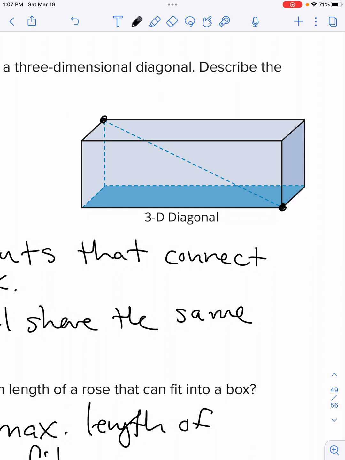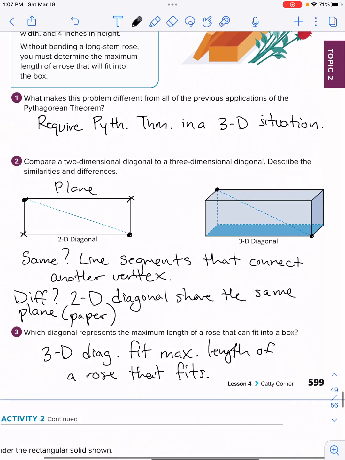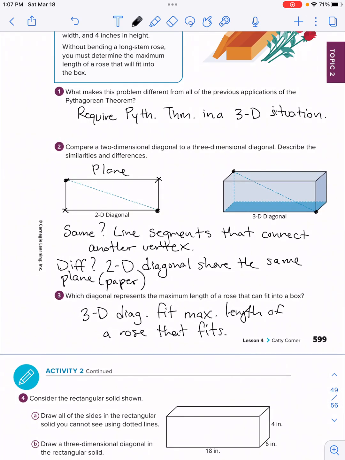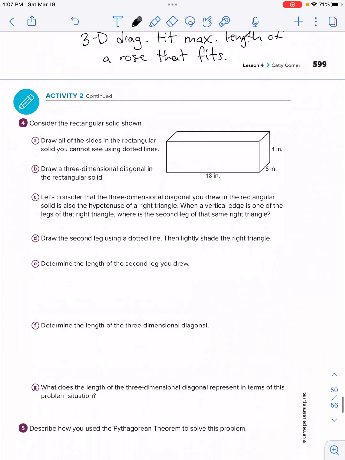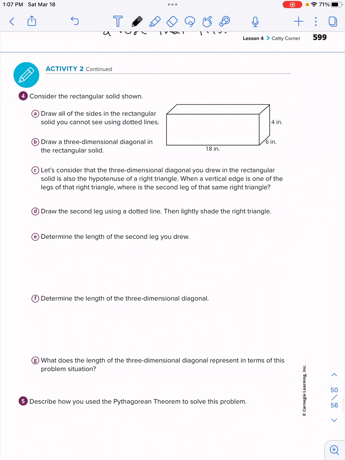Maybe think about when you try to fit something into a box, maybe you're wrapping some type of package, right? You can fit something here because it can maneuver in another angle and fit within the same dimensions. Okay, anyways, moving on to the next page, page 600. We're now on number 4. We're going to draw and annotate on this rectangular prism off to the right.